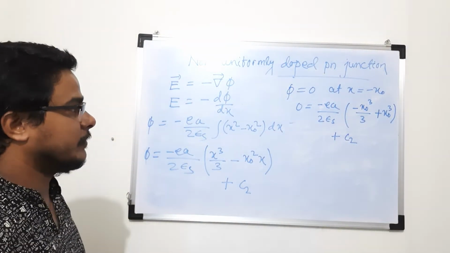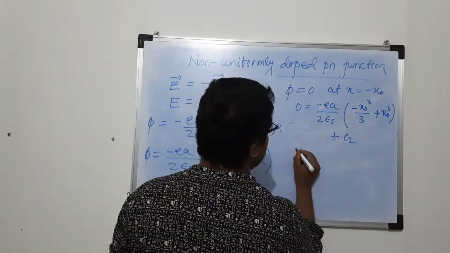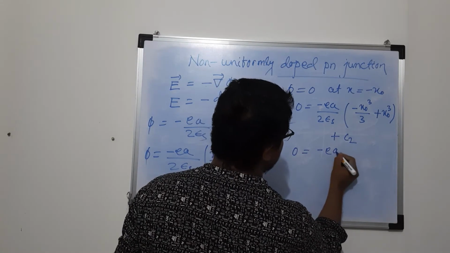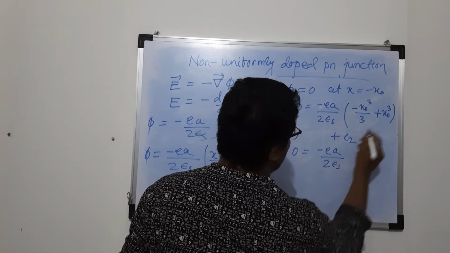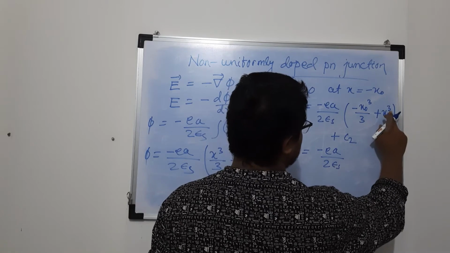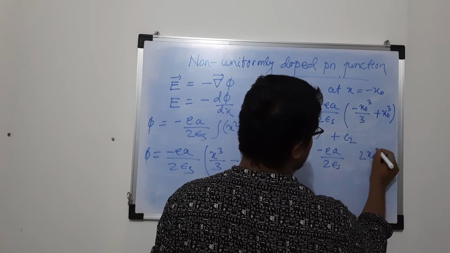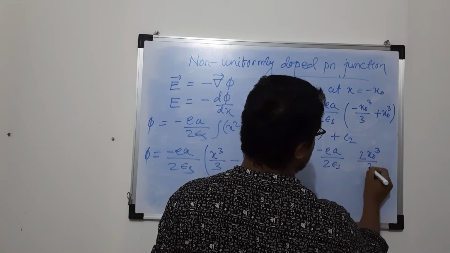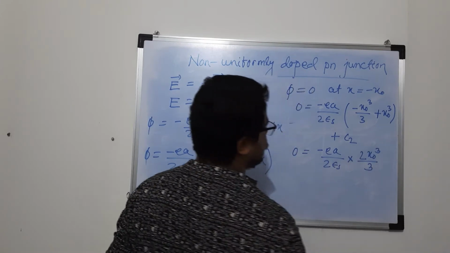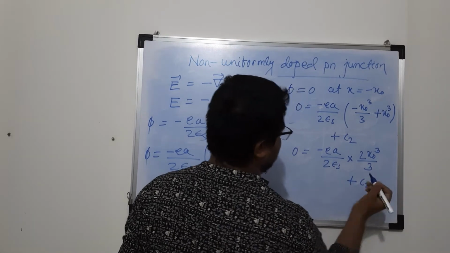This is what we got, right? So now we can rewrite 0 is equal to minus EA by 2 epsilon s. Solve this bracket, you got 3x0 cube minus x0 cube, that gives you 2x0 cube plus 2x0 cube divided by 3, right? So this is what we got, plus C2.